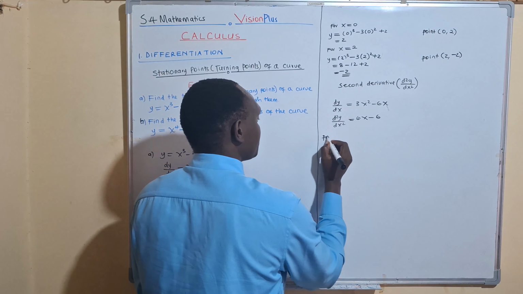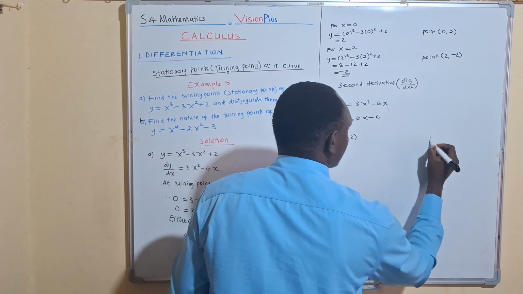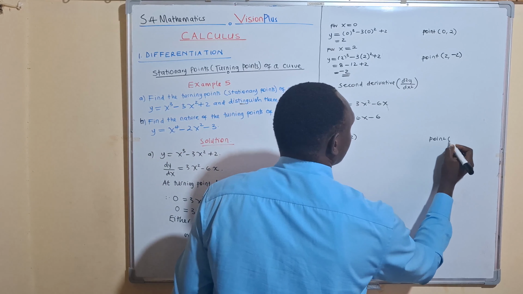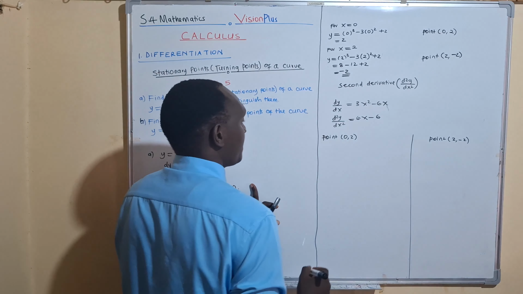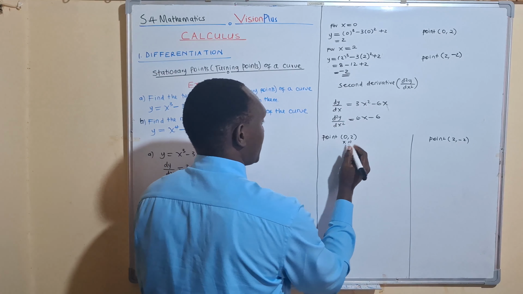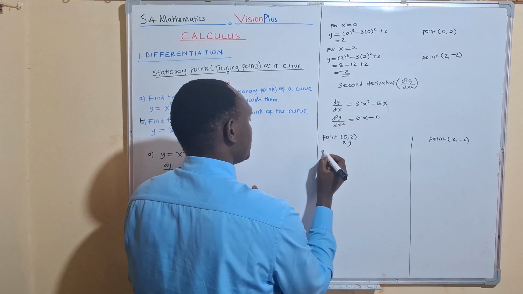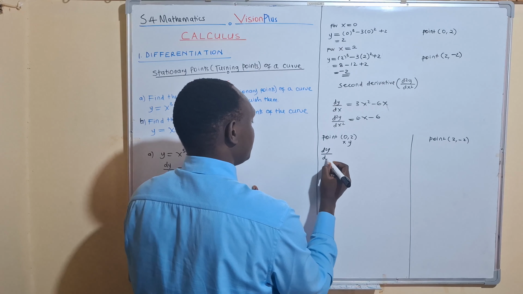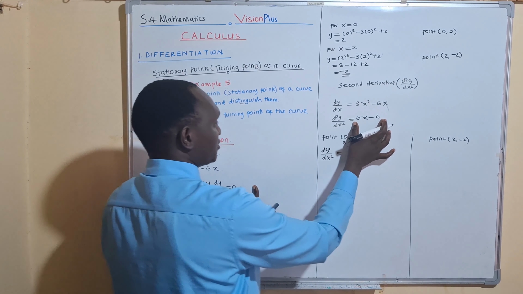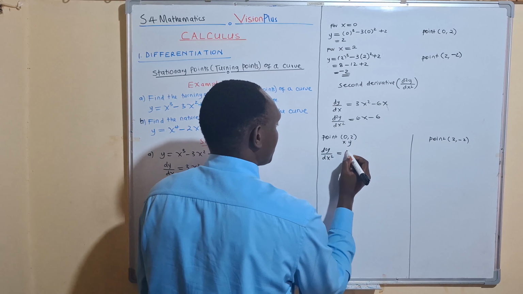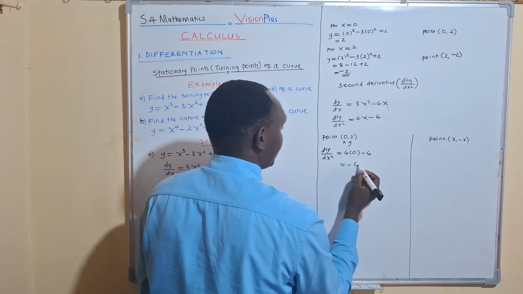So I'm going to test for the first point here, and the first point is 0 and 2. Then I will test for the second point here. Second point is 2 and negative 2. Now, we know that this is x, this is y. We shall use the second derivative function for the 2 points. So we are going to substitute for x in the second derivative function of the curve. x is 0. So we have 6 times 0 minus 6. This here gives me negative 6.